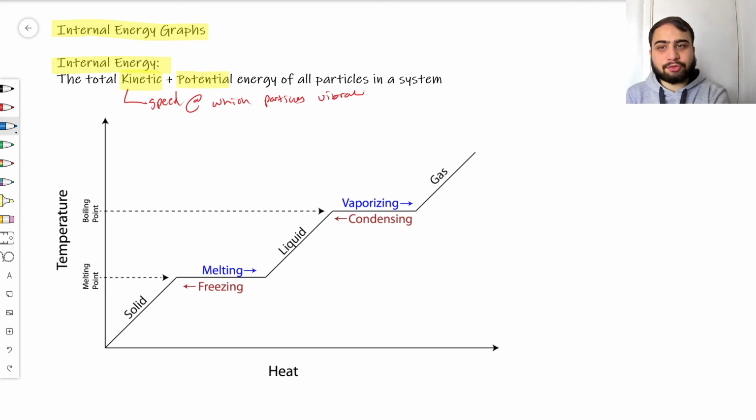Now, we also have something called potential energy. This is the one that usually throws students off. This really talks about the bonds between particles. There'll be more on that very soon.